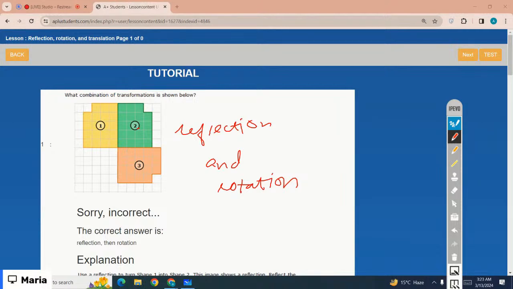Reflection means you can see your image in the mirror, right? So that is the reflection, your reflection in the mirror. And rotation means one point is still common. You just keep one point the same and rotate the rest of the image. So that is a rotation. Got it? Let's just start with the test questions.